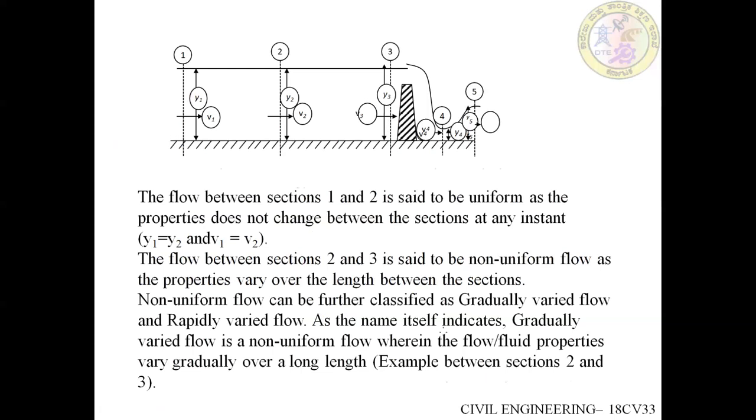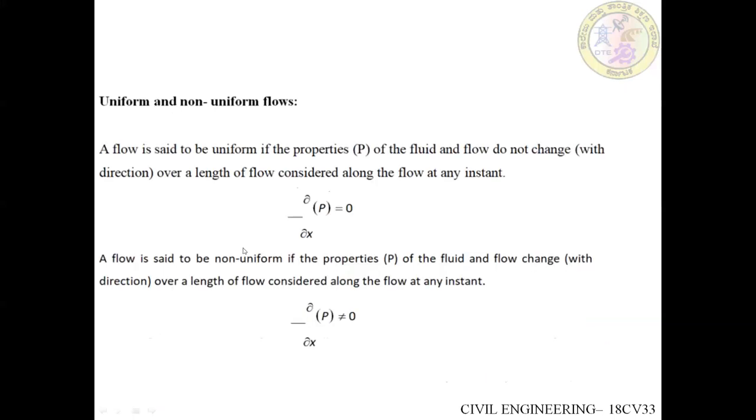Next is uniform and non-uniform flow. A flow is said to be uniform if the properties of the fluid and the flow do not change with direction over a length of flow along the flow at any instant. So we can take it as ∂P/∂x will be equal to 0. A flow is said to be non-uniform if the properties of the fluid and flow change with direction over the length of flow, considering along the flow at any instant.